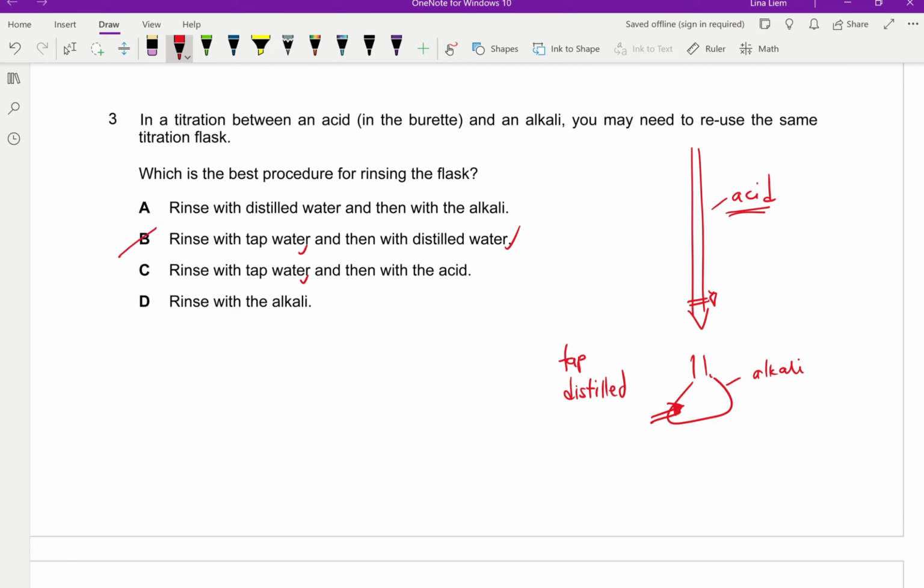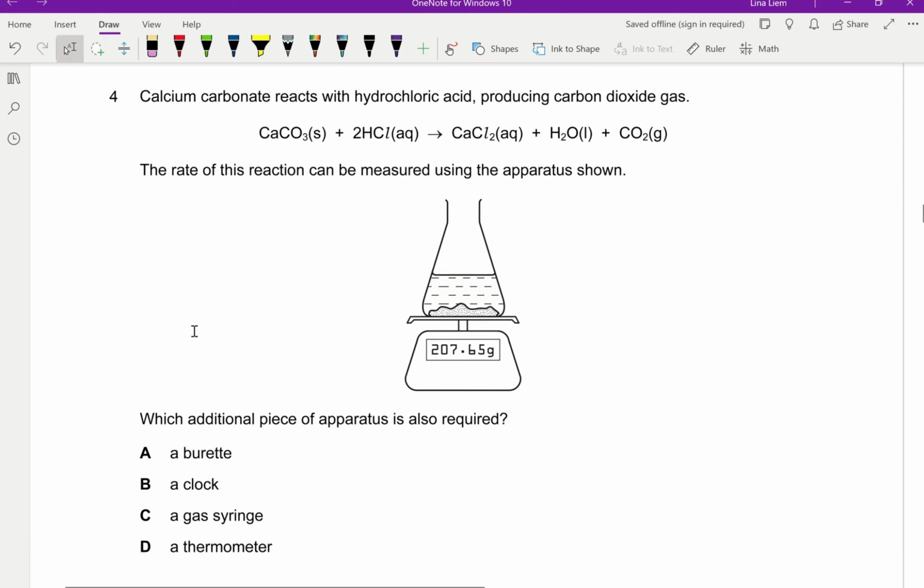It should not be rinsed with the alkali because the alkali that is added into the flask must be of known volume. So if you rinse this with alkali, there will be a layer of alkali already in the flask, and this will actually give extra moles of alkali and it will affect the titration result. Question 4.